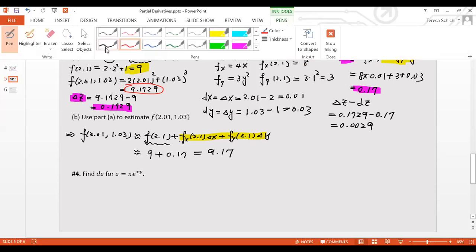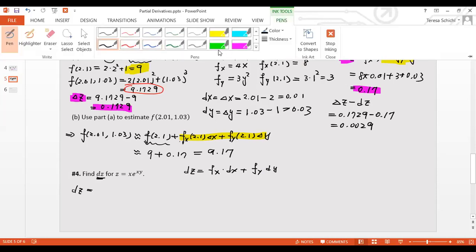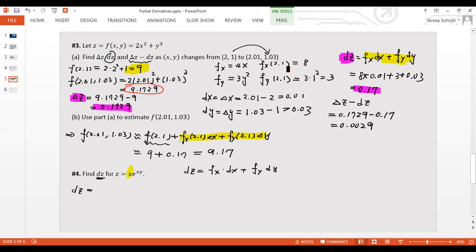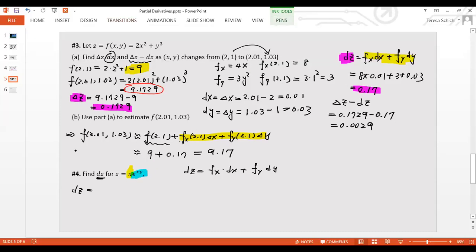Okay, so now let's take a look at number 4 here. We said find dz, right? So remember dz. What is dz here? It's the partial derivative with respect to x times dx plus the partial derivative with respect to y times dy. So let's try to do it. First I need to take the derivative with respect to x. Now I have a function with x and e^(xy) here. So what do I need to use? I need to use the quotient rule, right?